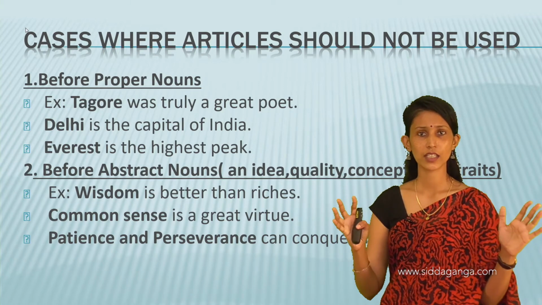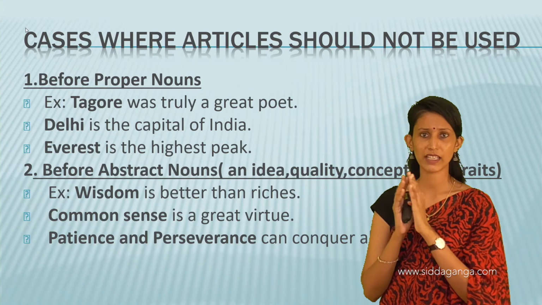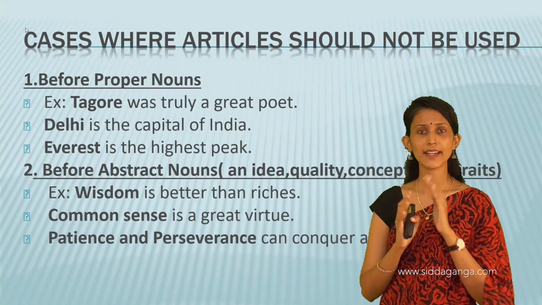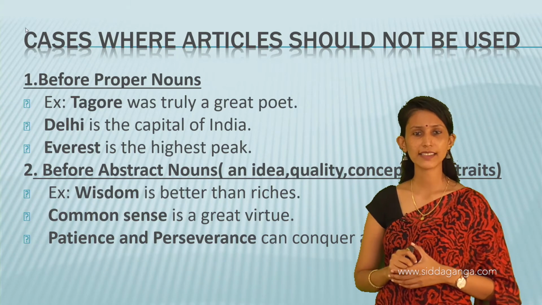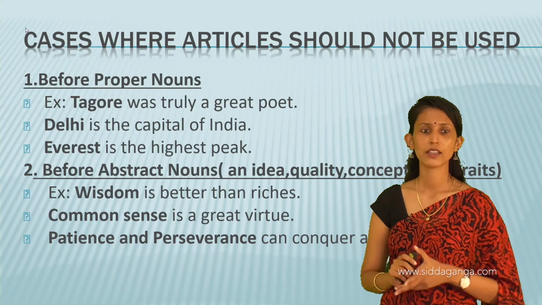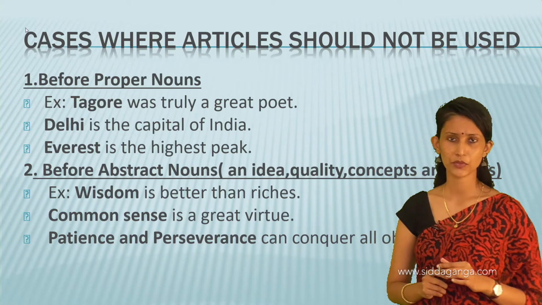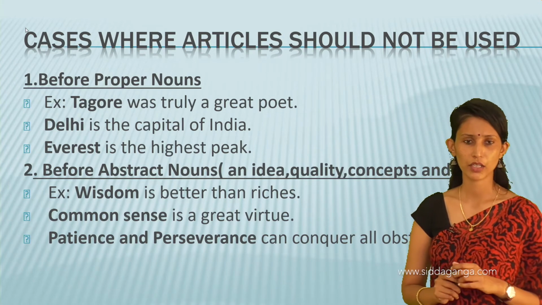So you are not giving name, place, animal and thing. Delhi is the capital of India. You don't say the Delhi, no. Everest is the highest peak. You're not saying the Everest, no. Alright? So that is proper nouns. You're not using any definite article before the proper nouns.